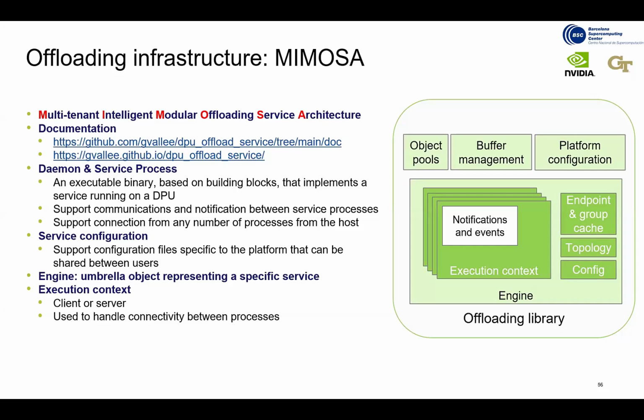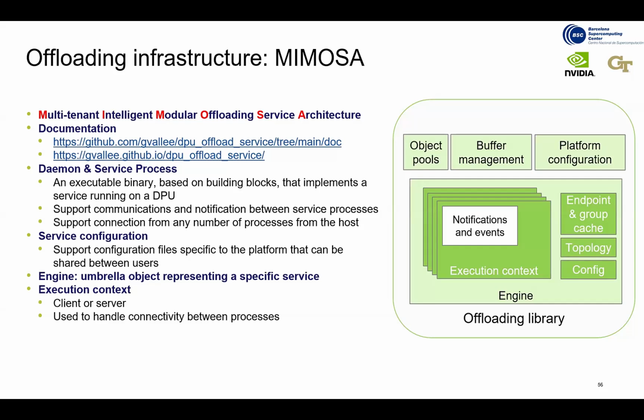So the other interesting concept in Mimosa is the concept of engine. So that's really a high-level object, I would say, that lets us partition services. So when we implement the MPI collective offloading service, it's inside of a specific engine. And if you have another offloading service, you could implement that in the same service processes using two different engines, and they will be completely isolated.